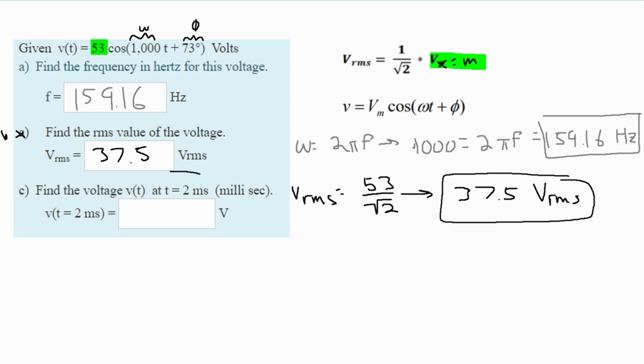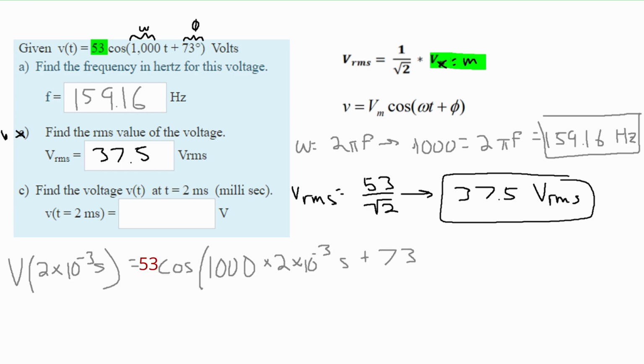Next, we need to find the voltage at t is equal to 2 milliseconds. All we need to do is look back at our original equation and plug in our 2. We're going to substitute 10 to the negative 3 for the m in milli, because that's what milli is. And we also need to change our degrees into radians, because we can only work with either degrees or radians. For this, I'm going to switch it into radians. So I'm going to multiply this by pi over 180 degrees to get rid of the degrees, and then it'll be in radians. When we plug this into our calculator, it's important to remember to switch your mode to radians if you're in degrees, and vice versa.